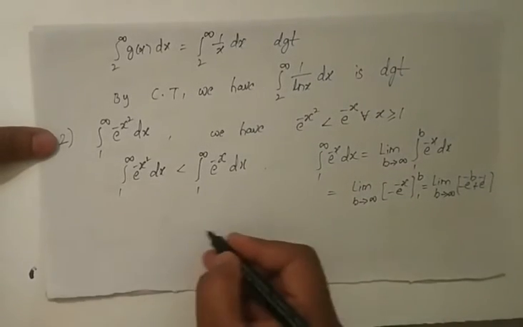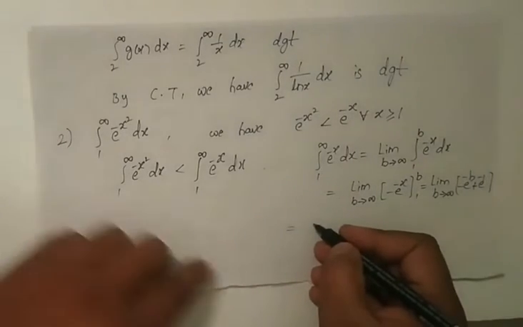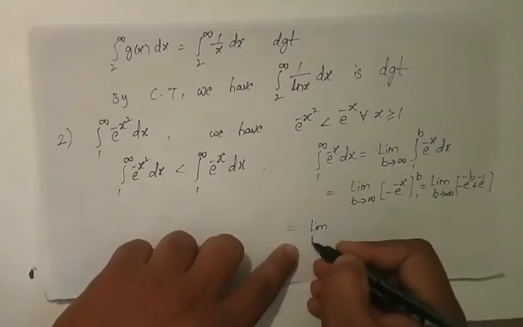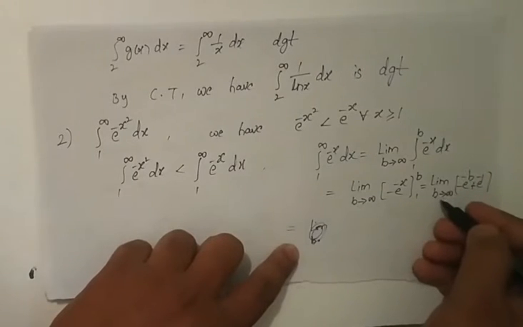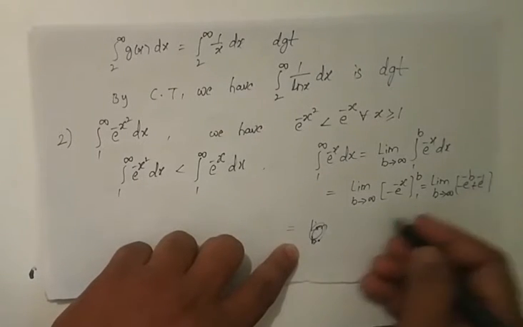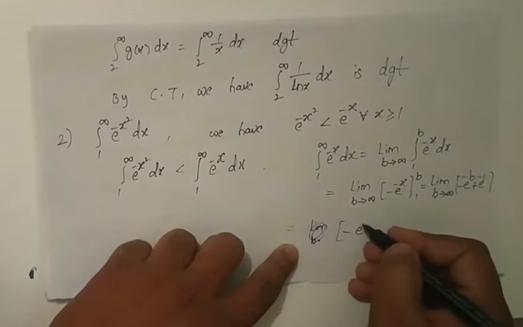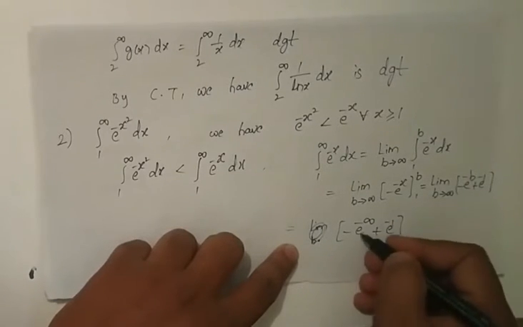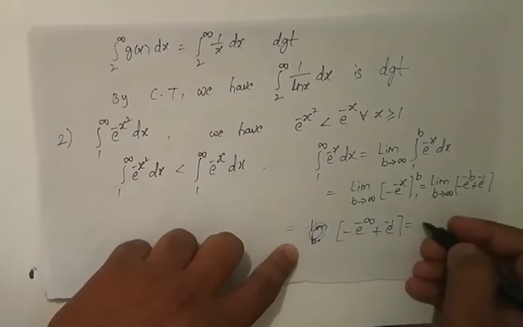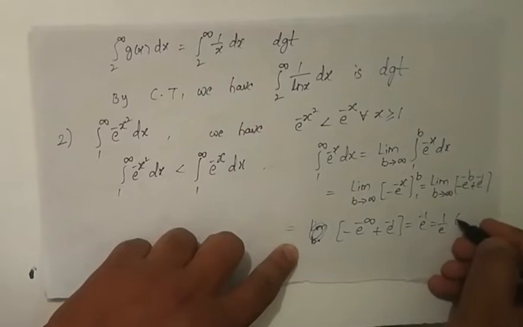Now next we have to apply b tends to infinity. So here we get minus e power minus infinity plus e power minus 1. E power minus infinity is 0. Therefore we get e inverse, which is nothing but 1 by e, which is finite.